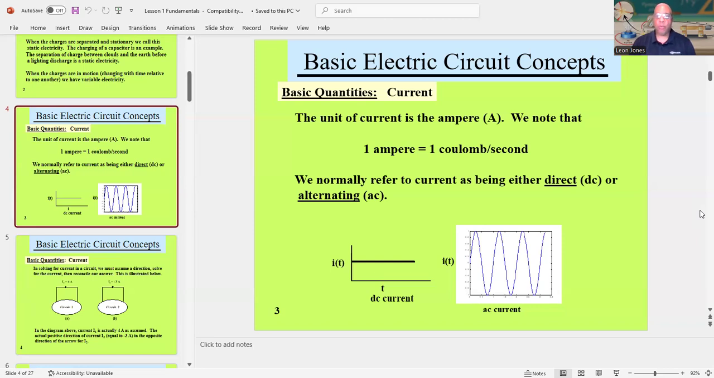We normally refer to the current as being either direct or alternating. What I mentioned before, AC or DC. You see, direct is basically a straight line. And if you have alternating, you know why there are waves when it comes to alternating current? Alternating current goes in cycles. It goes pi over 4, 3 pi over 4, 2 pi.